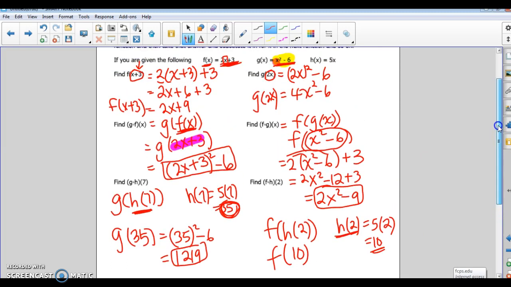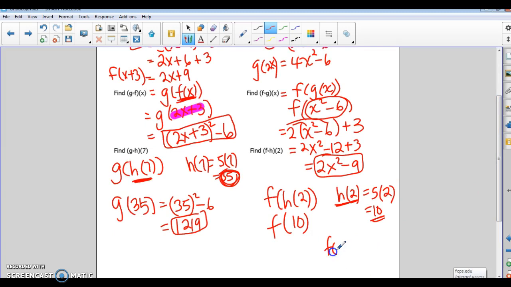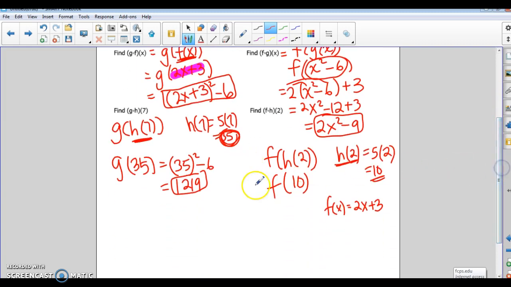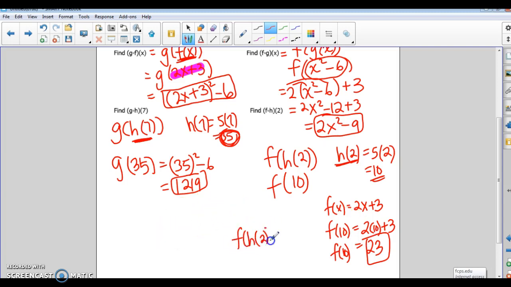What is f of x? F of x equals 2x plus 3. Where did I get that from? From the given question right here on the top section. Do you see that? Now, all you need to do is f of 10. So 2 times 10 plus 3. So 23 will be the answer. So we can say f of h of 2 equals 23. Okay, we'll do more practice. Okay, so see you in class.